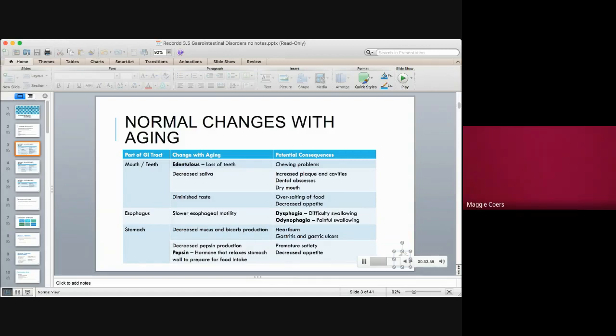For example, if an older adult has diminished taste, which is a normal process of aging, that becomes a problem when the older adult overly salts their food to increase the taste, or they simply stop eating because they can't taste, or because they just don't have an appetite because they have no taste. So that's how a normal change can affect a disease process or cause a disease process.